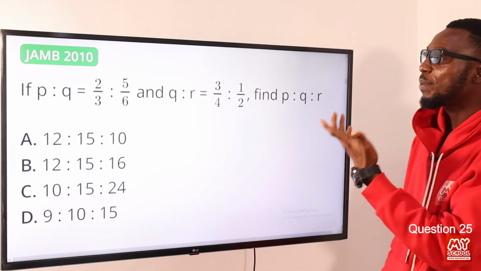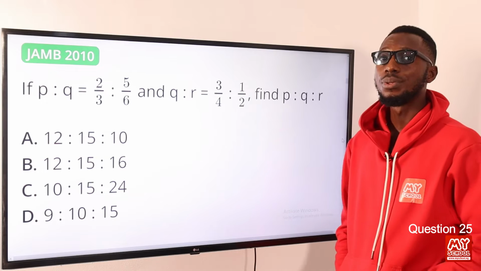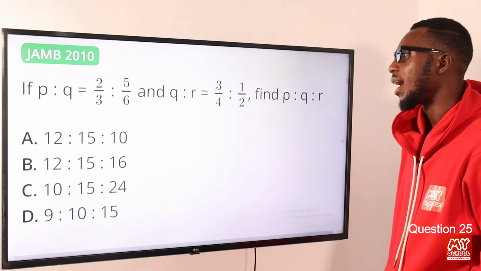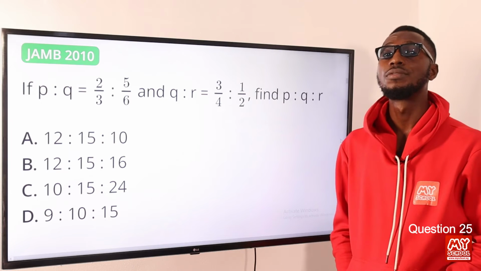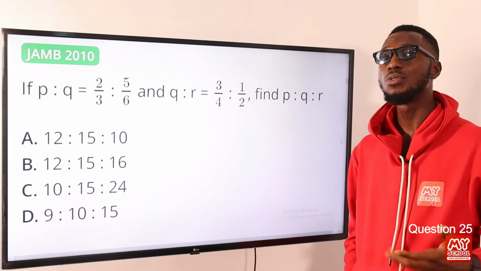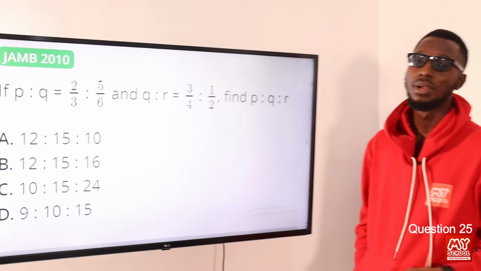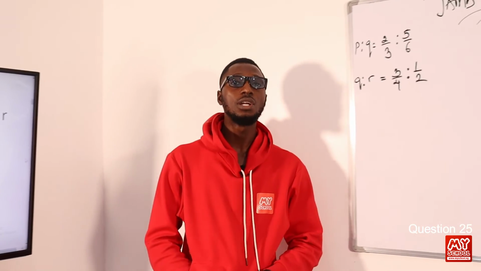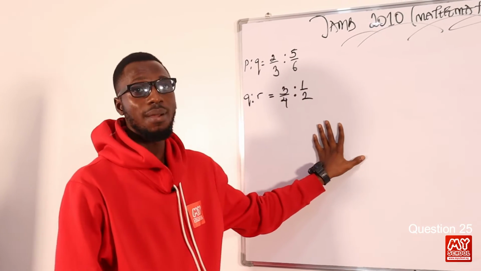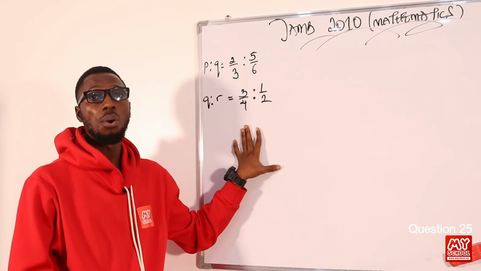Question 25. If P ratio Q equals 2 over 3 ratio 5 over 6, and Q ratio R equals 3 over 4 ratio 1 over 2, find P ratio Q ratio R. If you want to have a very sound knowledge of this concept, this is a topic for ratio.